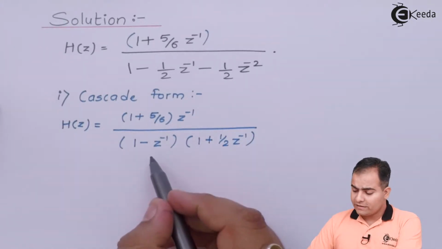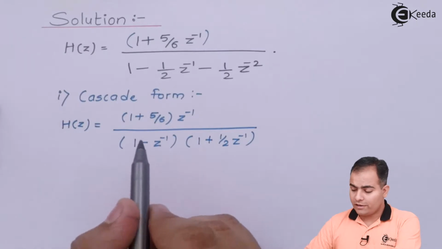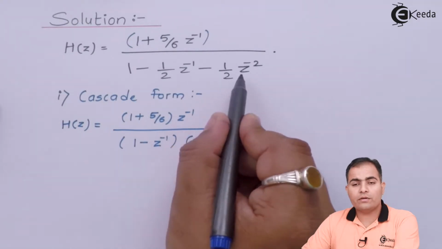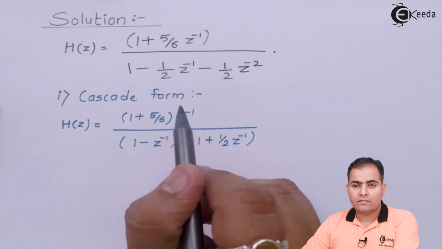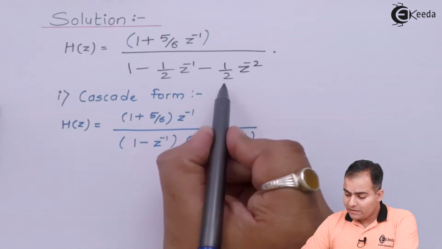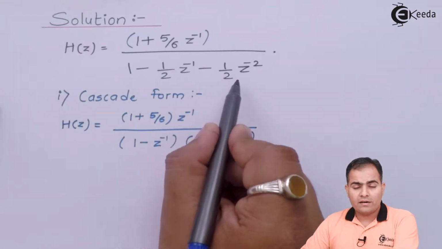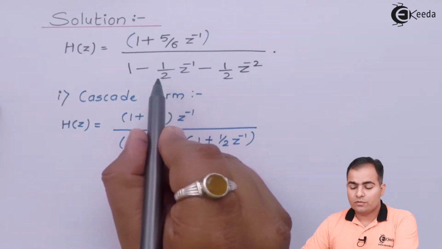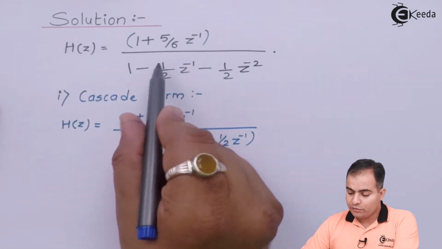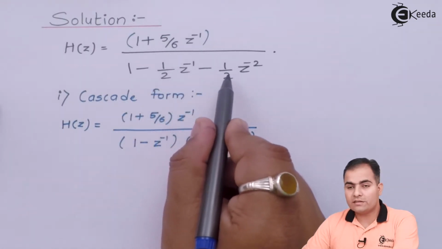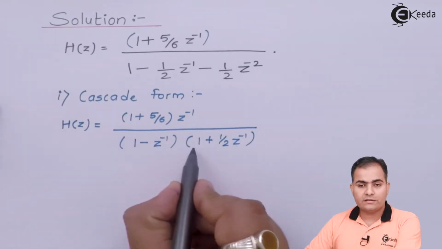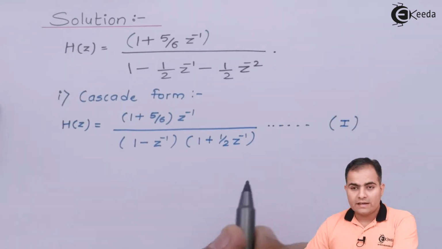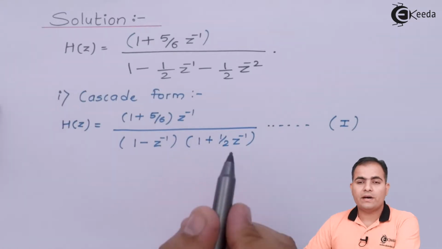Now, how to obtain these factors? I'll tell you. The constant term, the coefficient of the lowest power of z, is half. If we multiply -1 with 1/2, the answer would be -1/2. But the middle term is always the addition of these two. So -1 plus 1/2 gives us -1/2, and -1 into 1/2 is -1/2. That's why I have got these factors. I'll mark this as equation number 1. The reason is we require this equation in the parallel form.